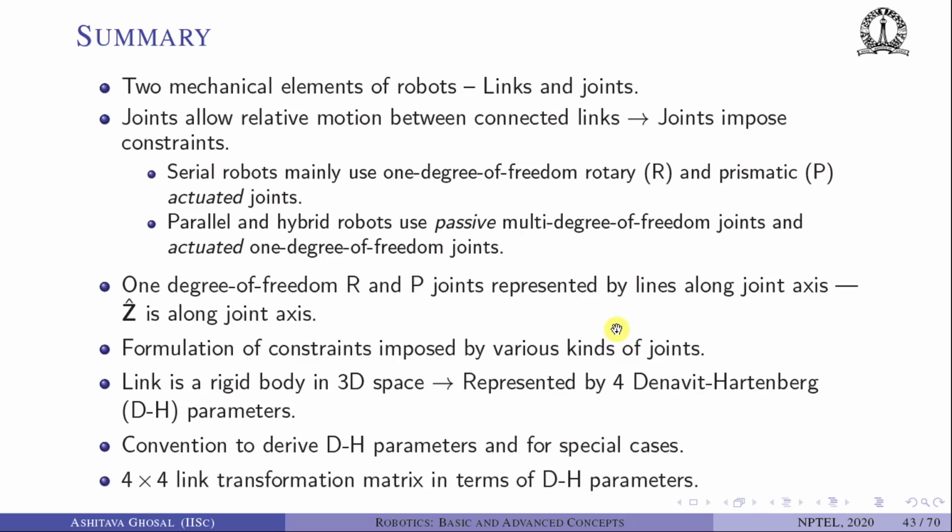With these DH parameters, we can go ahead and determine these 4 by 4 link transformation matrices in terms of the DH parameters. So basically these 4x4 homogeneous transformation matrices contain all the information about the position and orientation of one link with respect to the previous link.